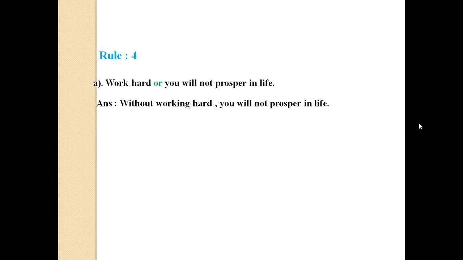I repeat it. If there is or in a compound sentence, use without at the beginning of the simple sentence and use ing with the principal verb. So without working hard, omit or, use a comma and write the rest of the sentences. So without working hard, you will not prosper in life.